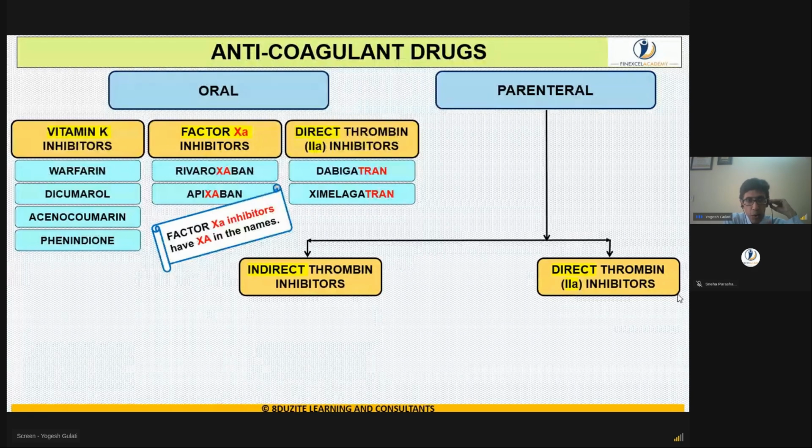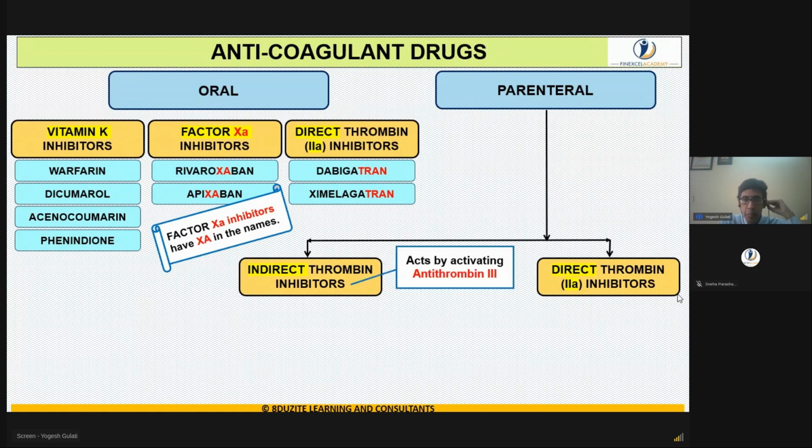Clear till now? Vitamin K inhibitors, oral. We are working on oral. In oral there are three groups: vitamin K inhibitors, the warfarin group, dicumarol; factor 10A; and factor 2A. 10A is very easy: XA, rivaroxaban, apixaban. Direct thrombin oral: TRAN, thrombin inhibitors. TR stands for thrombin. Now we move to parenteral inhibitors.